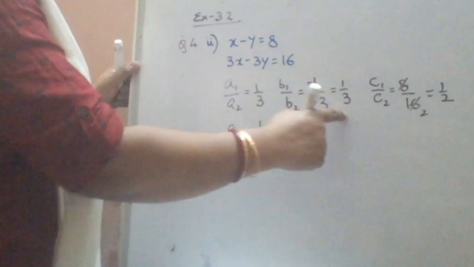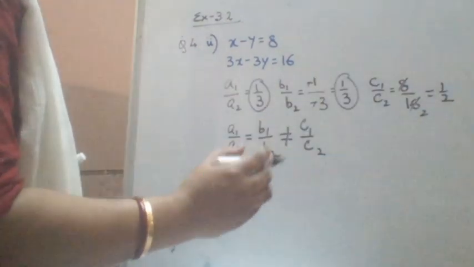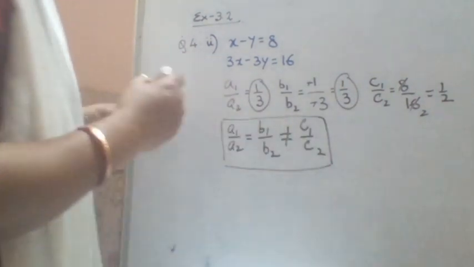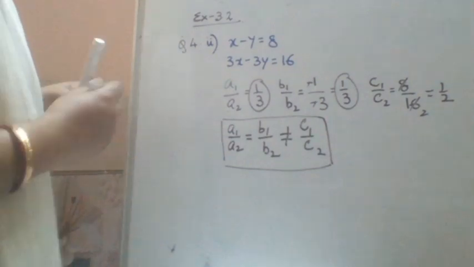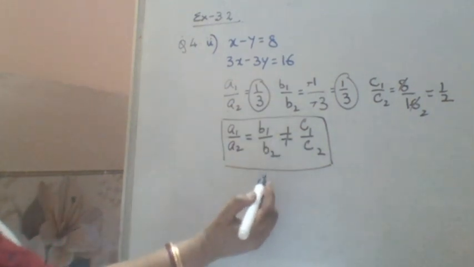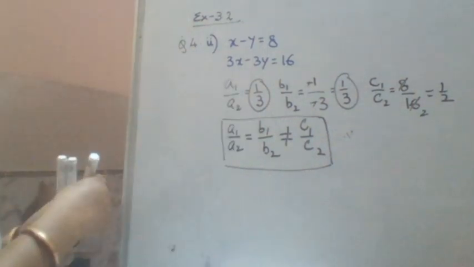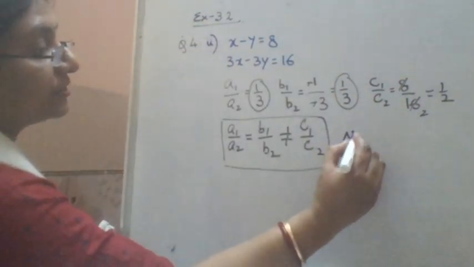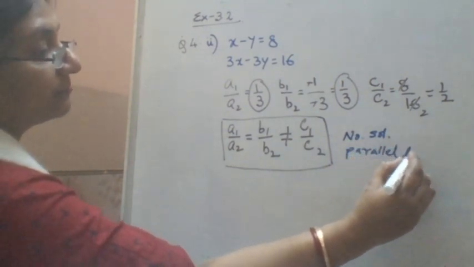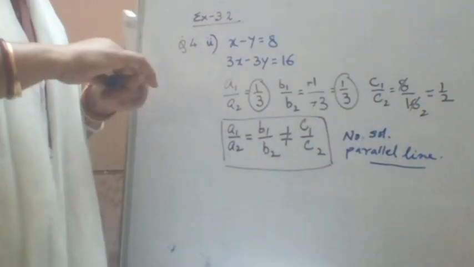Okay, these two are equal, 1 by 3, but this is different. So what is the conclusion? When a1 upon a2 equal to b1 upon b2 but not equal to c1 upon c2, that means no solution. This is called no solution, and the graph is parallel lines. Let us calculate the points and see whether they are parallel lines or not.